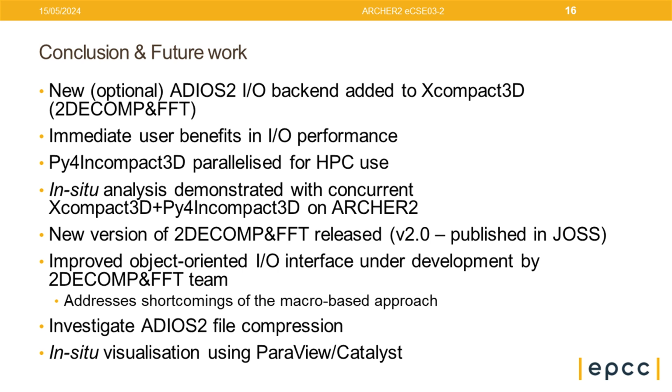Some further work that we still have to do is look at ARCHER2's file compression plugins. A very quick test showed that these gave us a 25% reduction in file size, so that certainly looks like a very interesting thing to look at further. And also, enabling visualization using ParaView and Catalyst was something that was attempted but not able to complete in time.